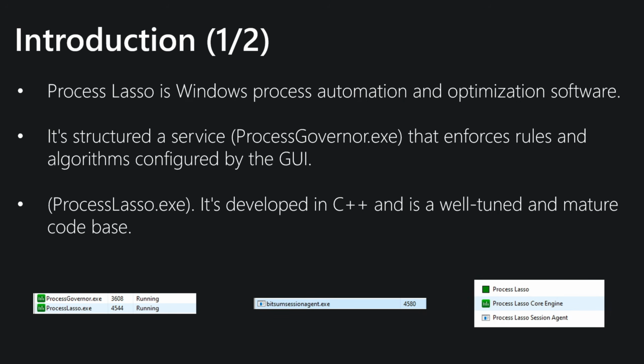Process Lasso is Windows process automation and optimization software. It's structured as a service process, governor.exe, that enforces rules and algorithms configured by the GUI. Process Lasso.exe is developed in C++ and it's a well-tuned and mature code base. Those two executable files are the two most important that define Process Lasso. The core engine is responsible for applying every configuration, and Process Lasso is the graphic environment to do your changes.